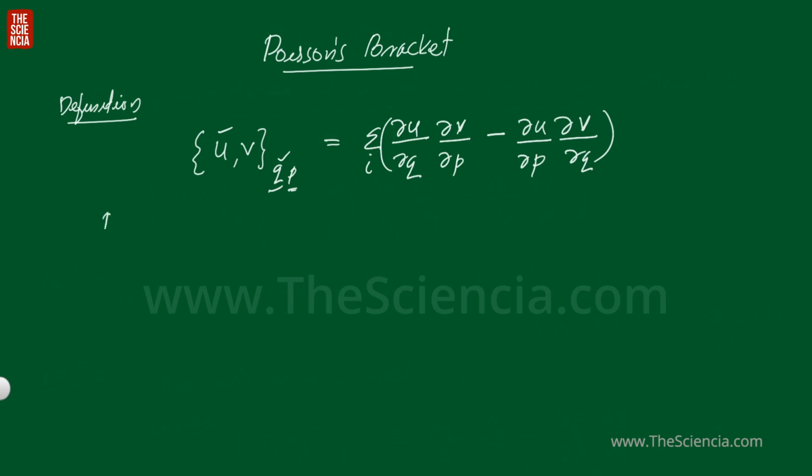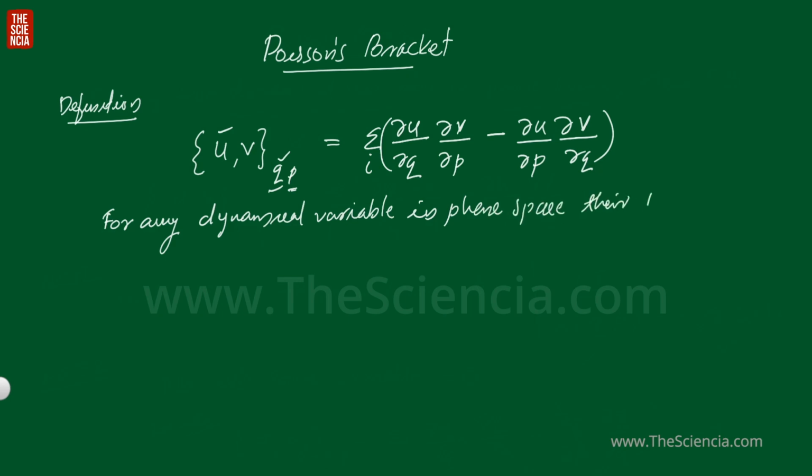That is, for any dynamical variable in phase space, their Poisson bracket will look like the above. Here the dynamical variables are u and v. And what is phase space? Phase space is a position momentum coordinate system, that is qp system.